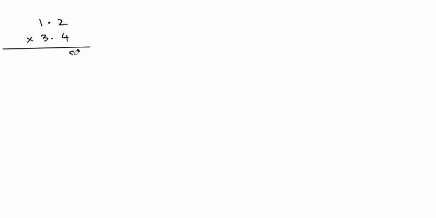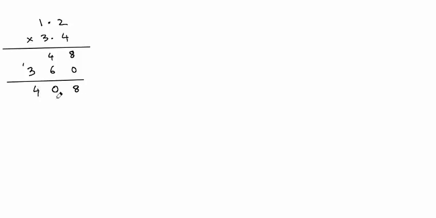4 times 2 is 8. 4 times 1 is 4. Write a 0. 3 times 2 is 6. And 3 times 1 is 3. Add them up. You have an 8. 4 plus 6 is 10. Write down a 0. Carry a 1 over. 3 plus 1 is 4.